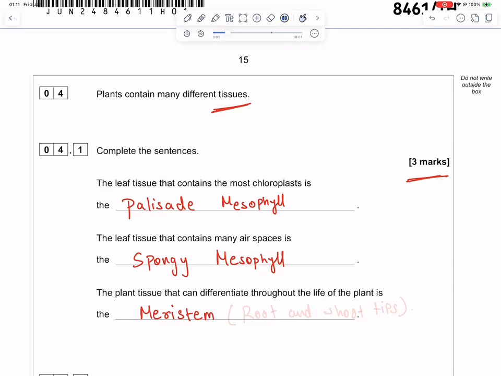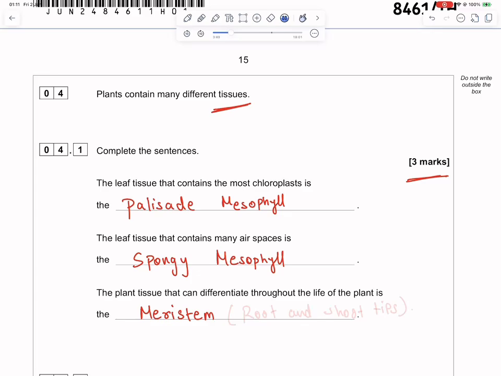So once again, remember the leaf tissue with the most amount of chloroplast is the palisade mesophyll. It is packed tightly near the top of the leaf to absorb light. So just under your waxy cuticle, you've got your upper epidermis, and then you've got your palisade mesophyll packed with the chloroplast. And then you find many air spaces, spongy mesophyll. Now, why do we have air pockets in spongy mesophyll? Because it allows gases such as carbon dioxide and oxygen to move freely in and out of the leaf.